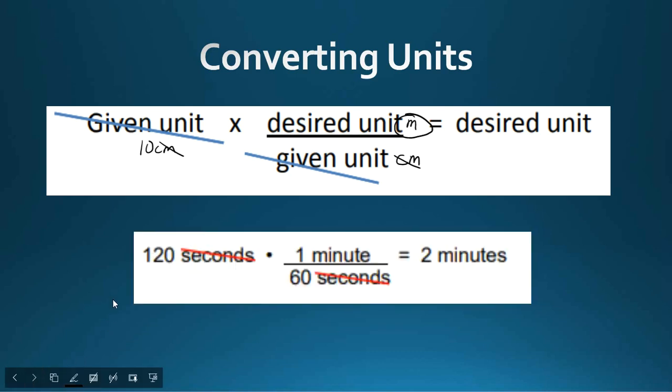So we could do this again with any measurement. Let's say you wanted to convert 120 seconds to minutes. We know that there's 60 seconds in 1 minute. So 120 times our conversion factor, 1 over 60, and that gives you 2 minutes as our answer, which many of you could probably do in your head intuitively, right? But this process is important because you don't always know the conversion factor.